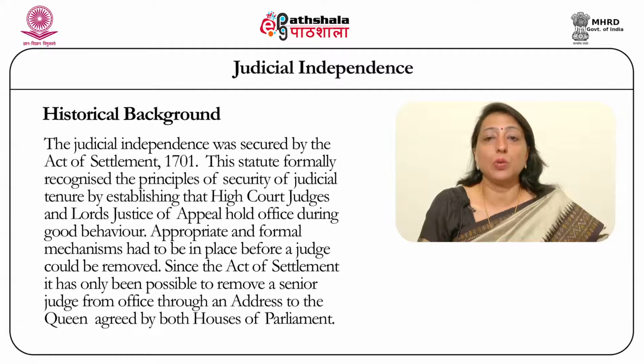The judicial independence was secured by the Act of Settlement 1701. This statute formally recognized the principles of security of judicial tenure by establishing that High Court judges and Lords Justice of Appeal hold office during good behavior. Appropriate and formal mechanisms had to be in place before a judge could be removed. Since the Act of Settlement, it has only been possible to remove a senior judge from office through an address to the Queen agreed to by both the houses of the Parliament.